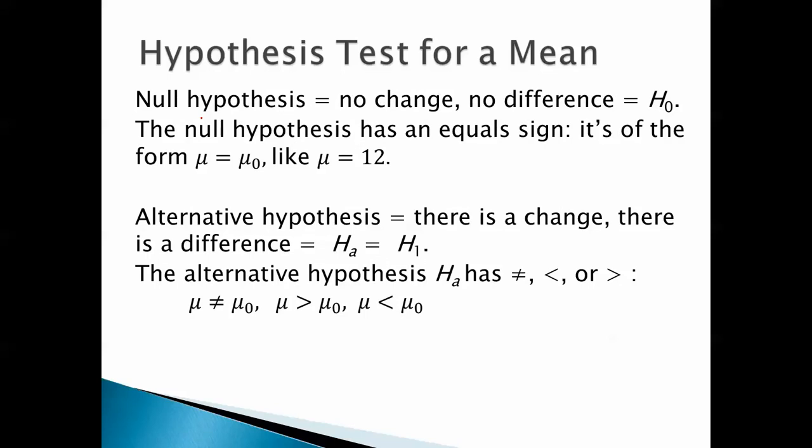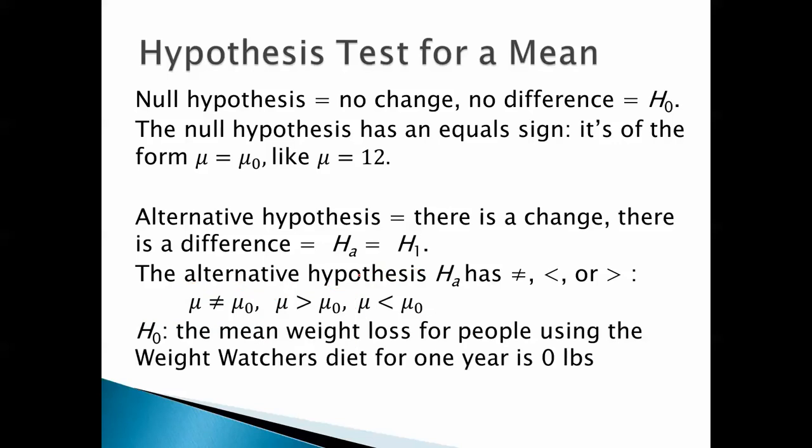The null hypothesis, as always, means no change, no difference. The null hypothesis has an equal sign, so it's of the form mu equals mu sub 0, like mu equals 12. The alternative hypothesis means there is a change, there is a difference. And it's of the form mu does not equal mu 0, or mu is greater than mu 0, or mu is less than mu 0.